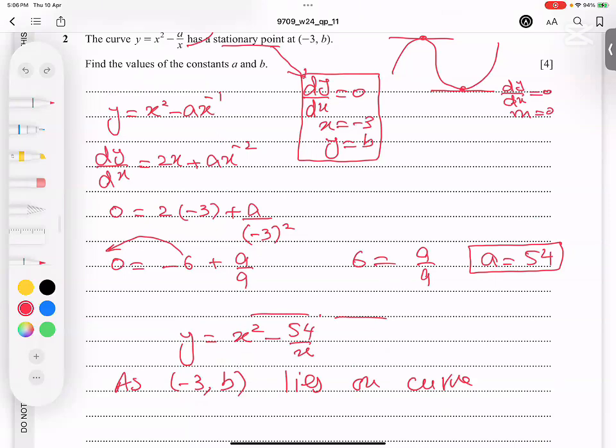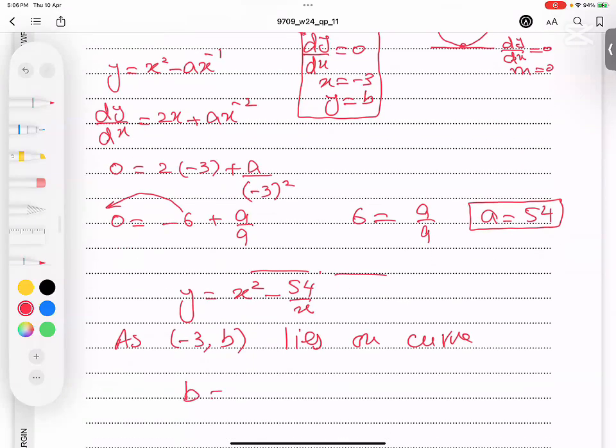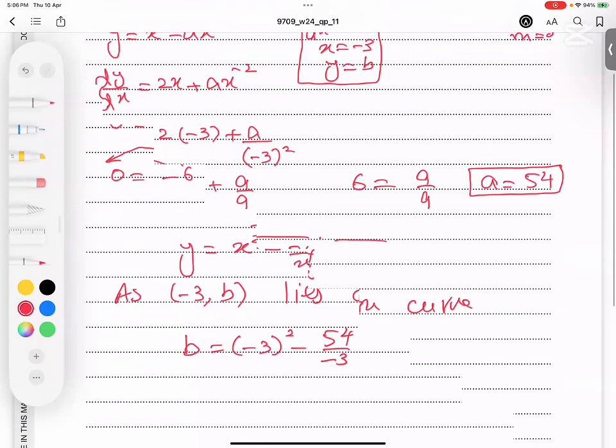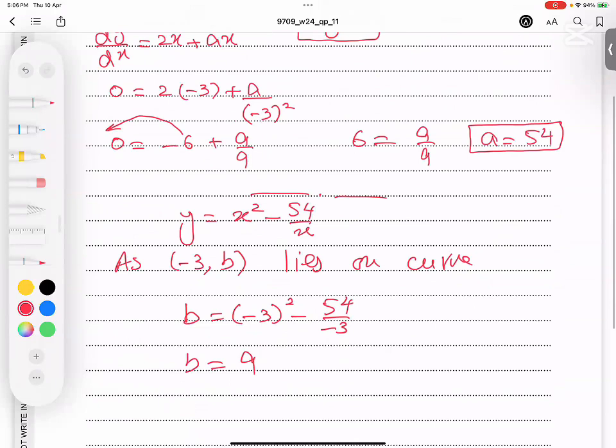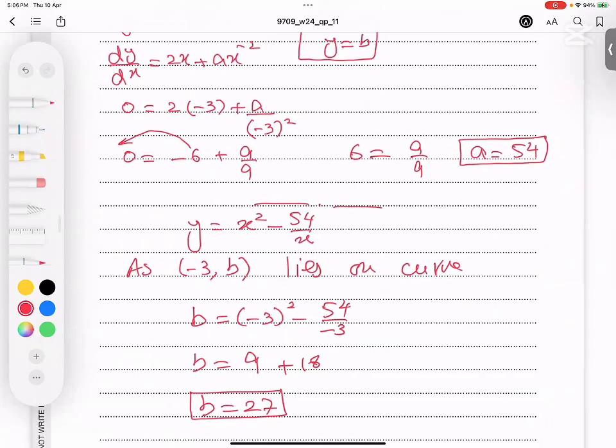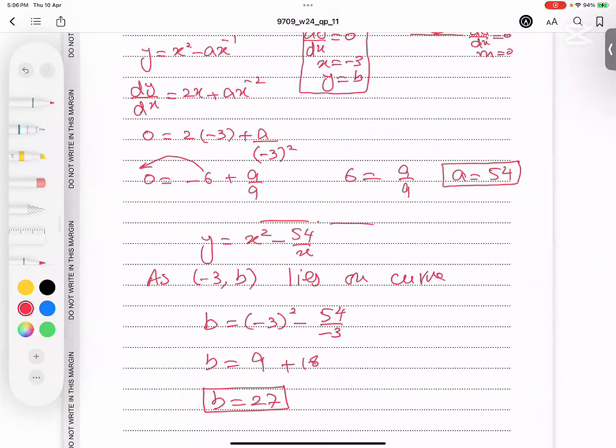So let's try to do it. b is equal to negative 3 whole square, negative 54 over negative 3. And we close this, minus minus plus. I get 18, and 18 plus 9 is 27. And this is my final answer. I believe the concept is very clear and the question is completely over.